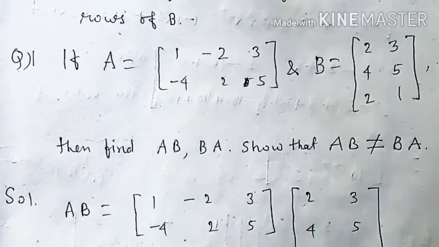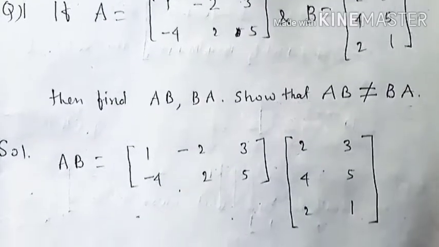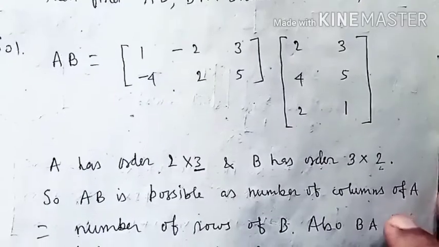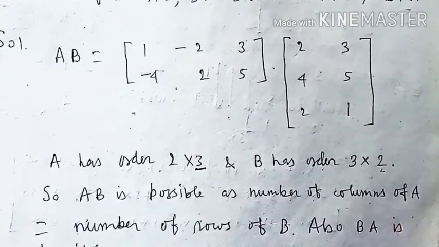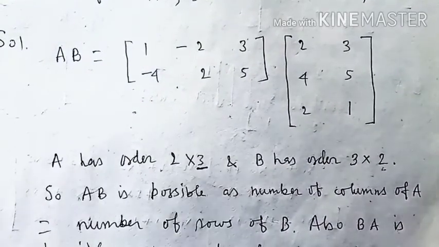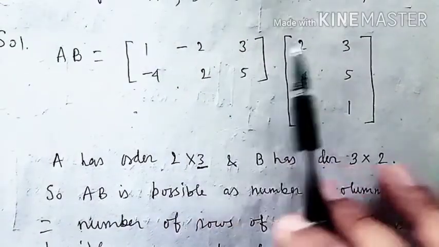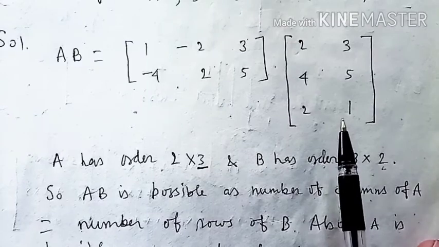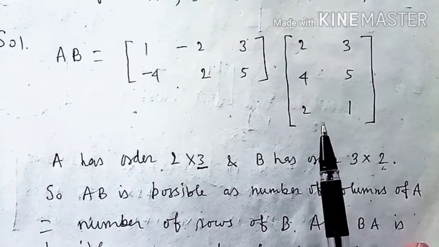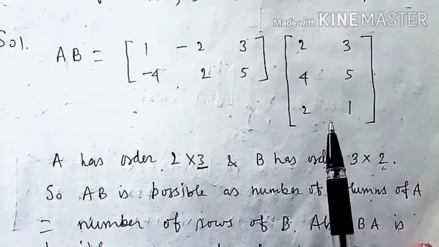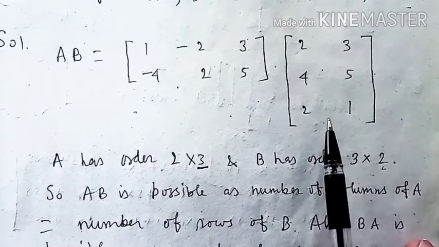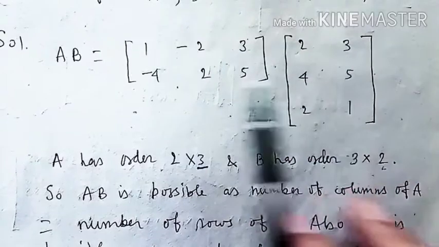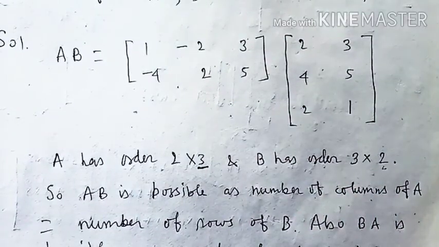Let us find the multiplication of these two matrices, also BA, and show that AB is not equal to BA. Solution. Here we can multiply AB because the number of columns of A is 3 and the number of rows of B is 3. So we can multiply, and we can also multiply BA because the number of columns of B is 2 and the number of rows of A is 2. So here both AB and BA are defined.